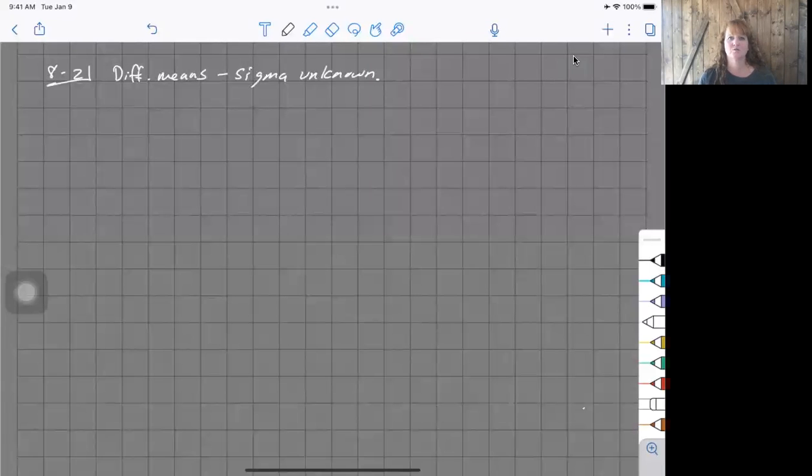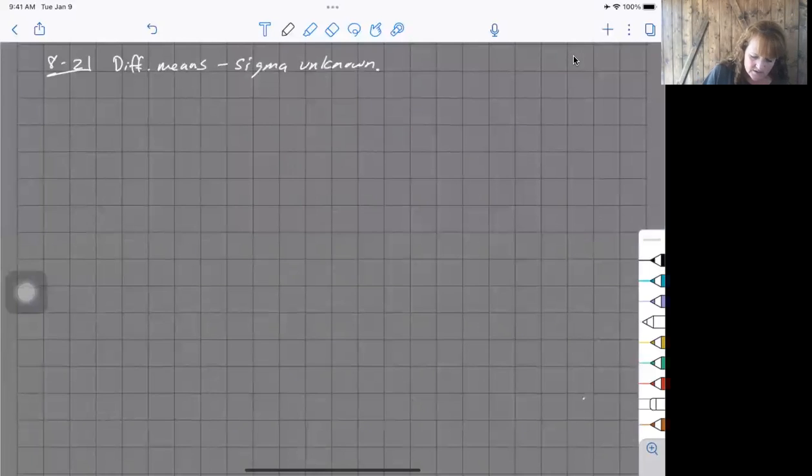8.2, it's going to look really similar to chapter 7 again. We're doing the same thing. We've got two samples and we're finding the difference of two different means, but this time we don't know sigma. So you're going to have a sample standard deviation instead.